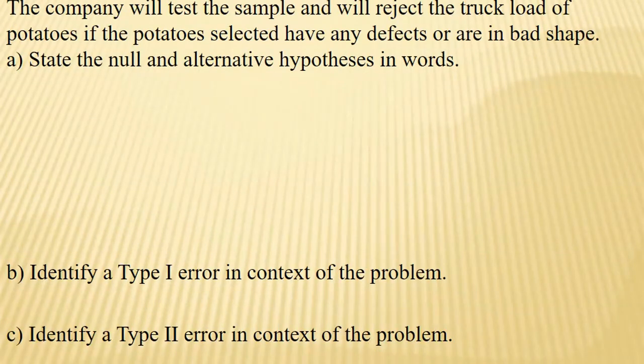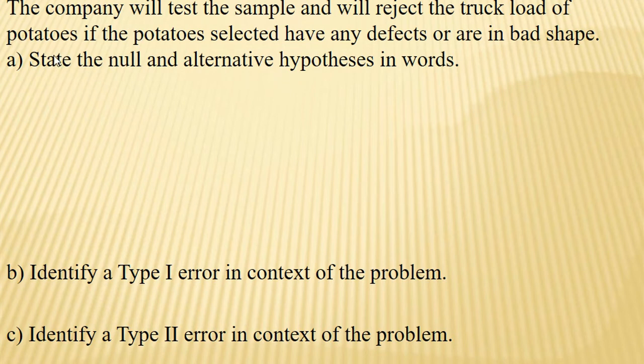Okay, let's actually try an example about this. Number 4. It says, the Lay's potato chip company decides to accept a truck of loaded potatoes based on the result obtained from a sample of potatoes from the truckload. So the company will sample some potatoes and will reject the whole truckload if the potatoes that they sampled have any defects or are in bad shape. So we need to now find a type 1 error and type 2 error in context of the problem.